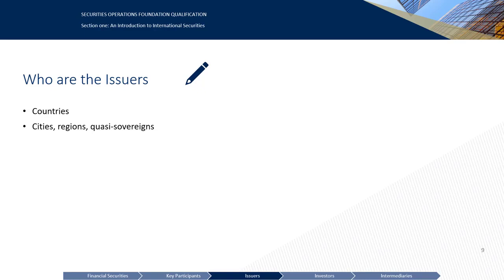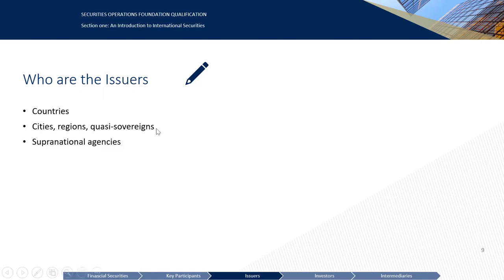Next, we have cities, regions, a group that we generically call quasi-sovereigns. These are entities that are not countries, but are linked with countries. Again, these issuers cannot issue equity. They can only borrow money. We said you can't buy shares in Germany. By the same token, you can't buy shares in Frankfurt.